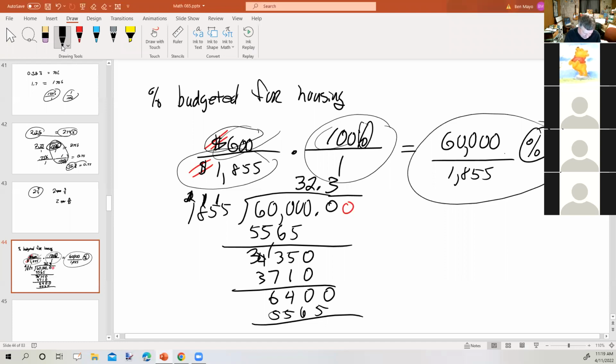I'm going to use my calculator. 6400 minus 5565 is 835. We'll bring down the 0. I wish I could make this thing scroll up and have more room there. How many times does 1855 go into 8350? Let's see. 8350 divided by 1855. It goes in 4 times. Okay. 4 times 8350 is, hang on here.